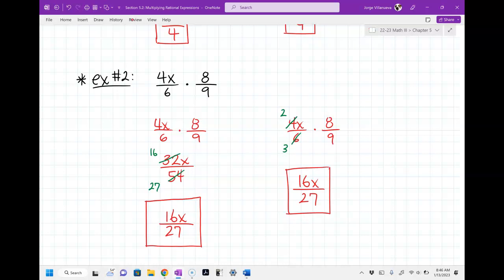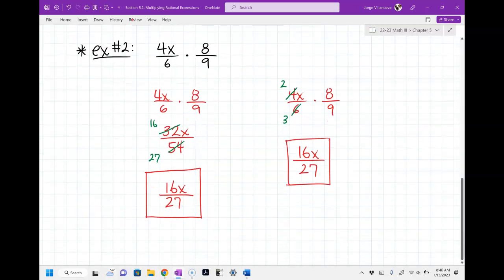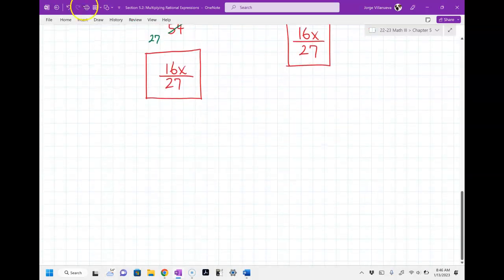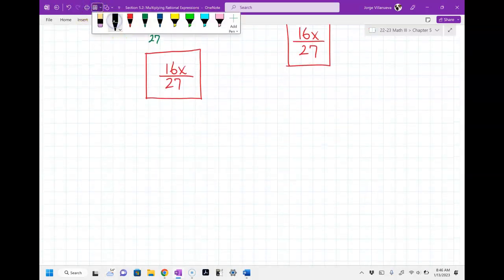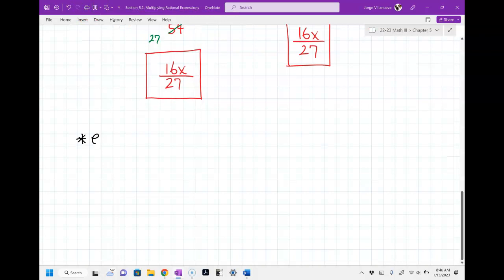Are we okay with this one? So I mean, pretty straightforward. Nothing really to worry about. And then they throw something like this at you. And you're like, okay, things are starting to get a little more interesting.